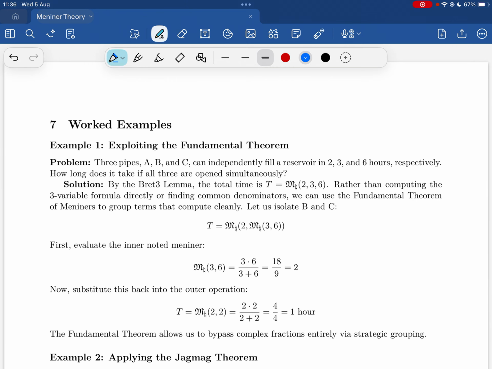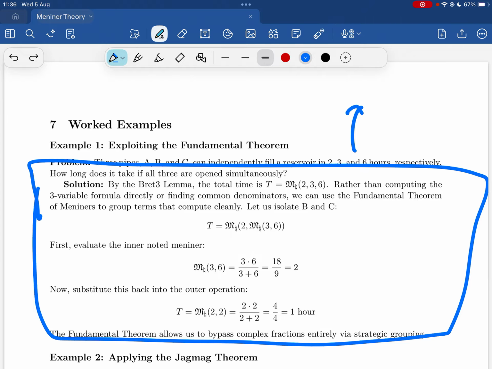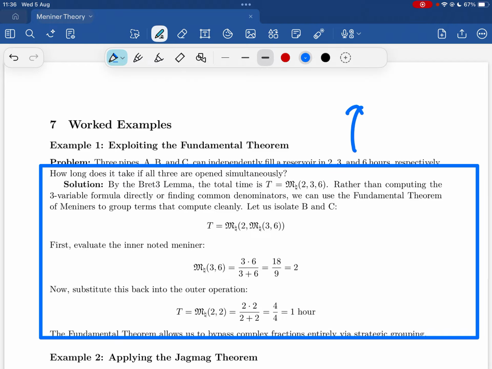First of all, 2, 3, and 6 hours. Usually you'll have to solve a very annoying reciprocal equation. Here, we can just use either the noted operation on all three, or the fundamental theorem. So in the bottom, we have a solution with the fundamental theorem where we note 2 of them at once, and then we note the other 2 at once.